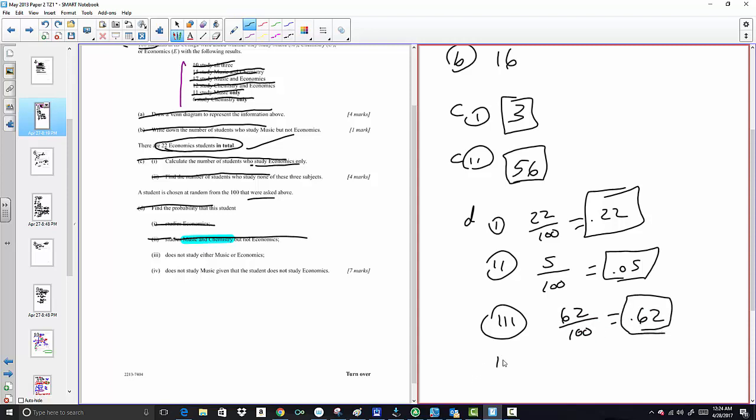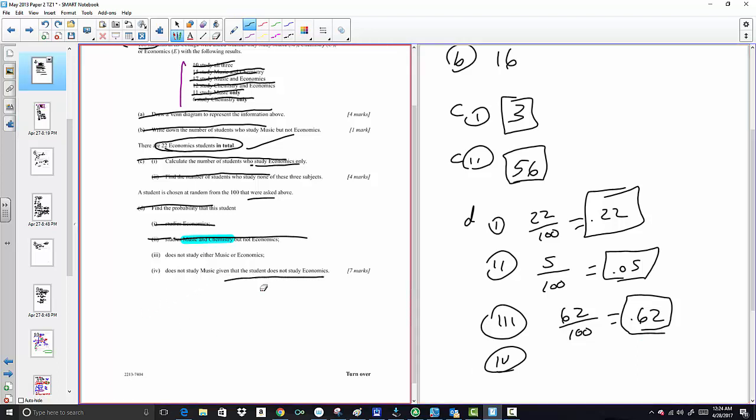And the last one, part 4. Does not study music given that the student does not study economics. So this is a conditional probability. The probability of A happening, given that B has already happened, is the intersection of A and B over the probability of B happening. This is on your formula chart. So we need basically the probability of getting somebody that doesn't study music and economics.